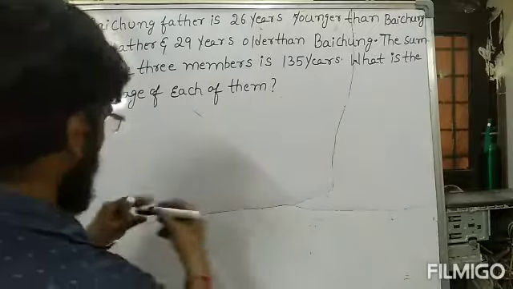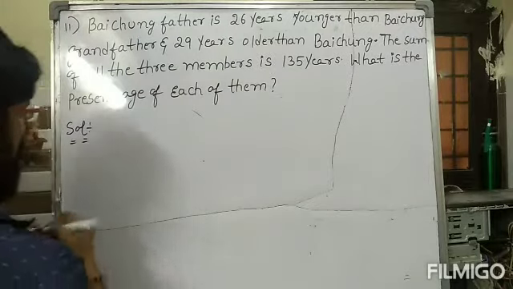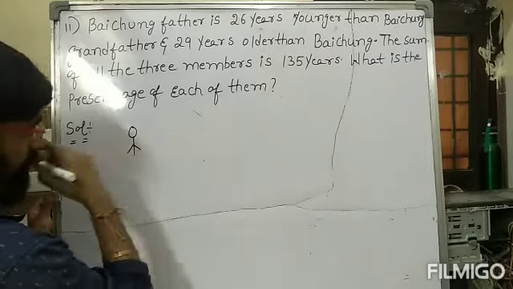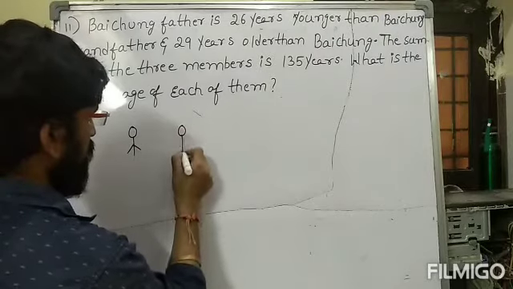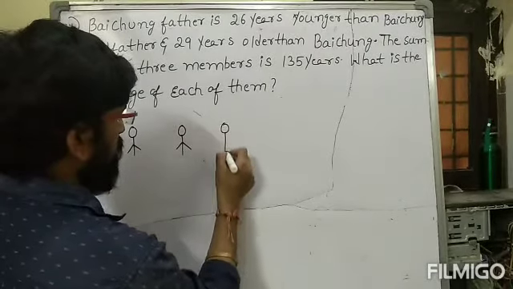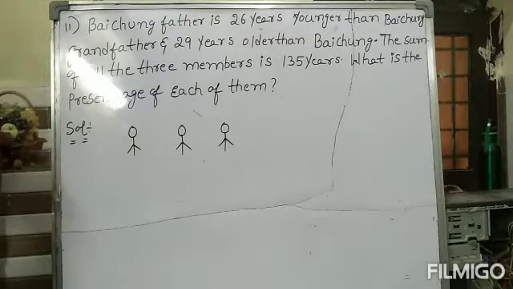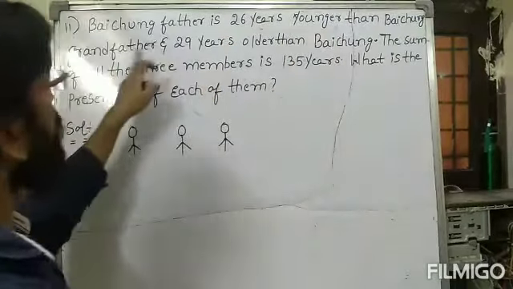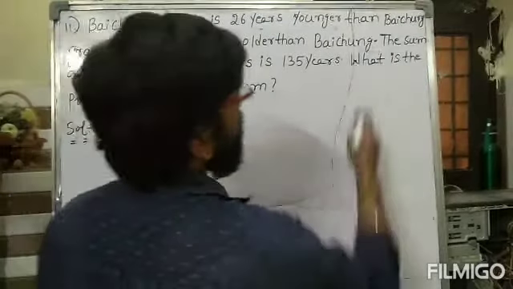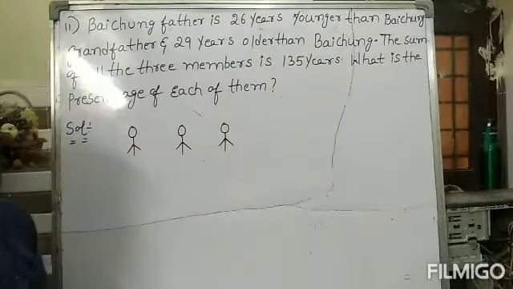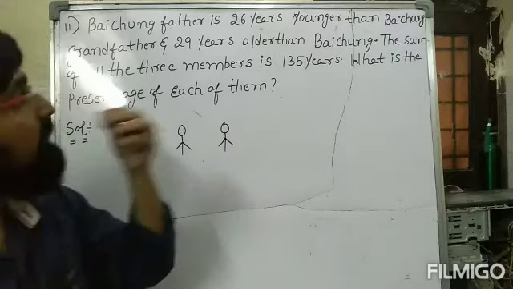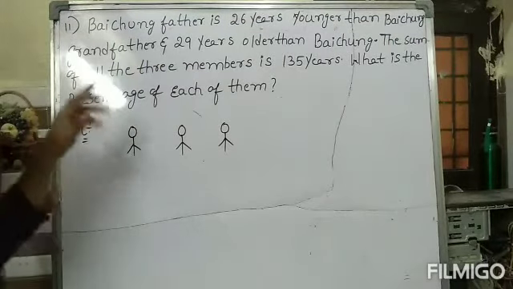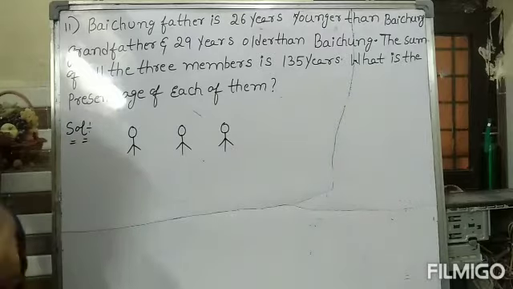Are you getting? Take this, a man is here. Okay, three people are there here. Baichong's father is 26 years younger than Baichong's grandfather and 21 years older than Baichong. Who is comparing here? Baichong's father is comparing with his father and his son.